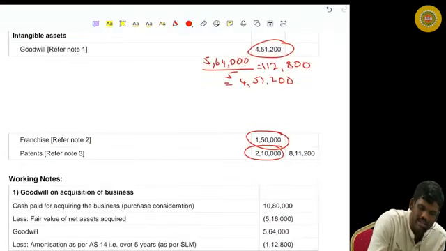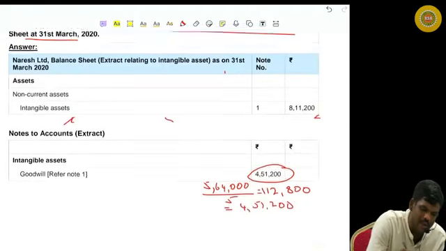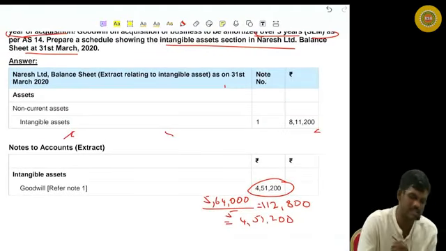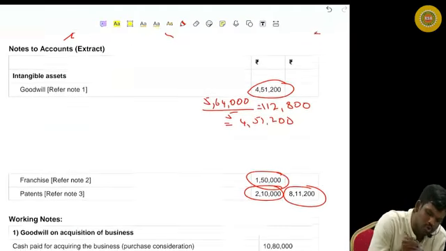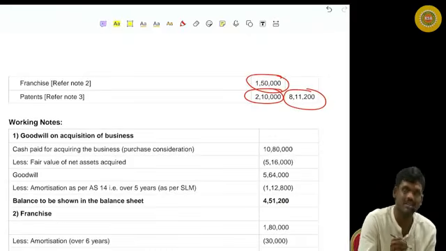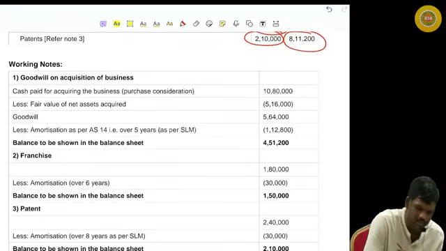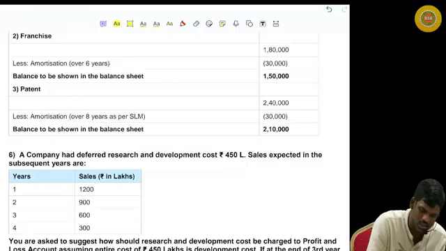The total of all these 3 intangible assets will be shown in the balance sheet under the head intangible assets. So prepare this extract, also show the notes to accounts, and show how you have arrived at these amortization numbers. Definitely you will be able to score full marks in this. Clear?